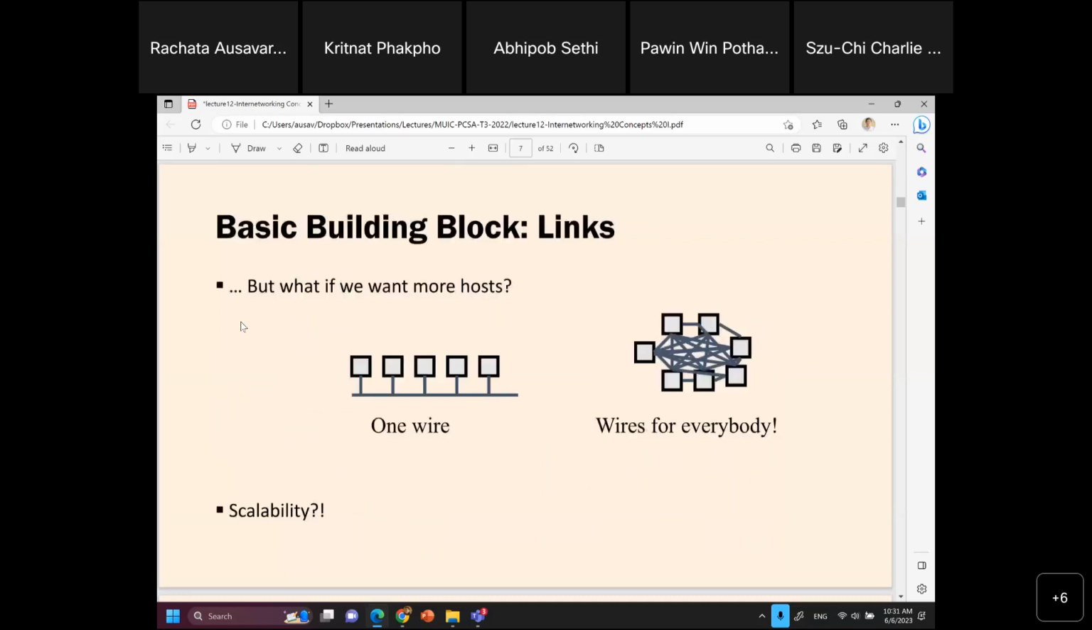So the next thing is what we call scalability. Has anyone seen this word before? Scalability.